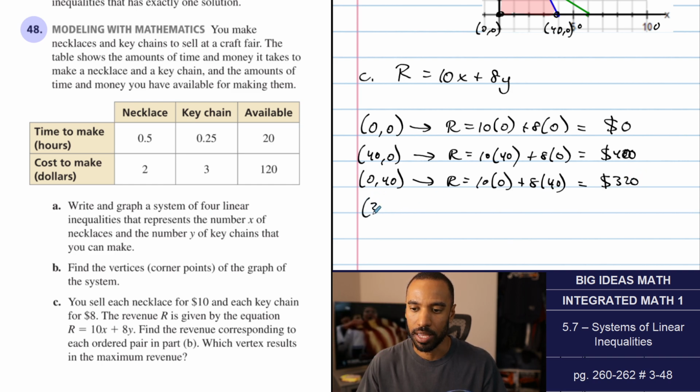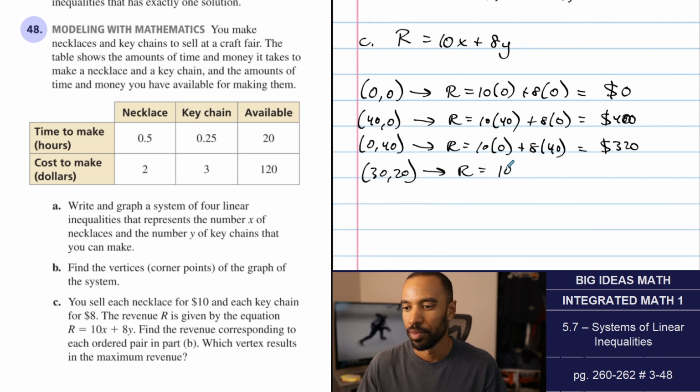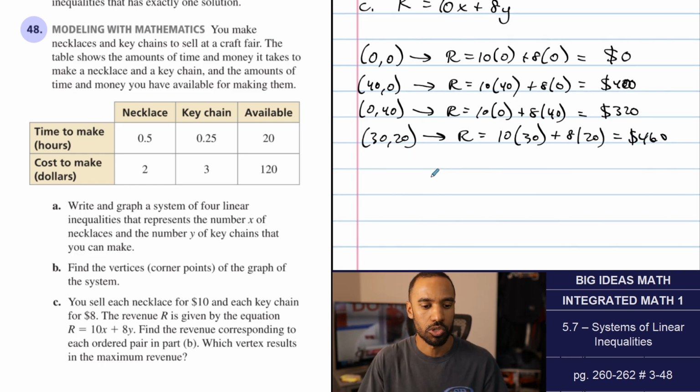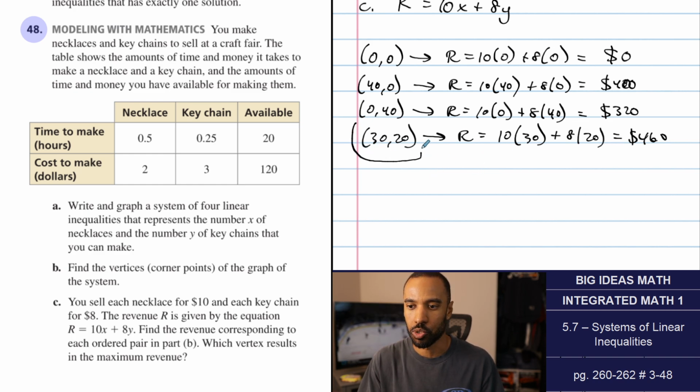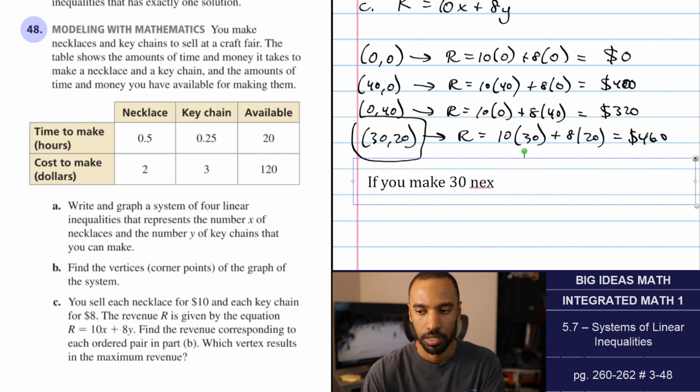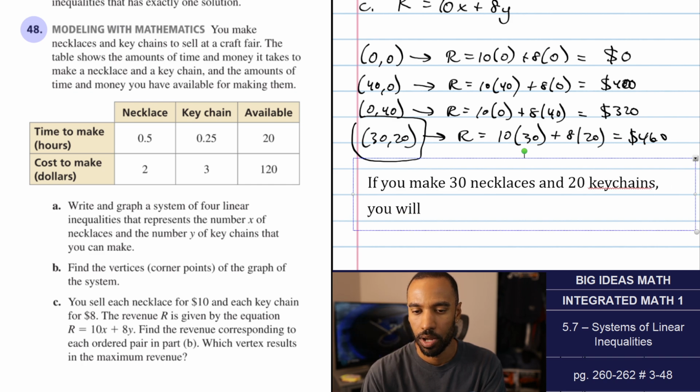And then 30, 20, it's always most fun when this is the one, although it gets a little redundant if it is as well. That's why if we had multiple points of intersection, that'd be cool. Let's see. 10 times 30 plus 8 times 20. That's 300 plus 160, which is 460. So this one maximizes revenue. So which vertex? 30, 20, which is 30 necklaces and 20 keychains.